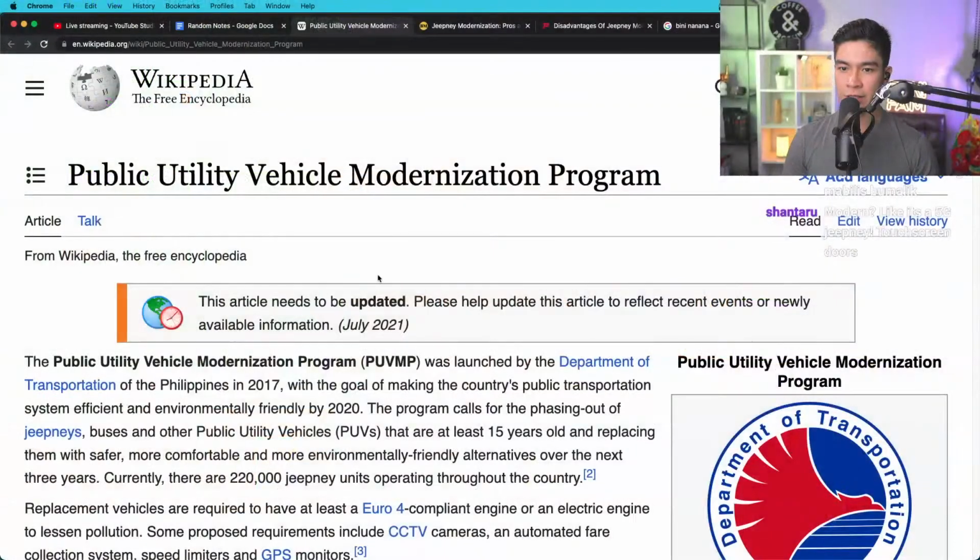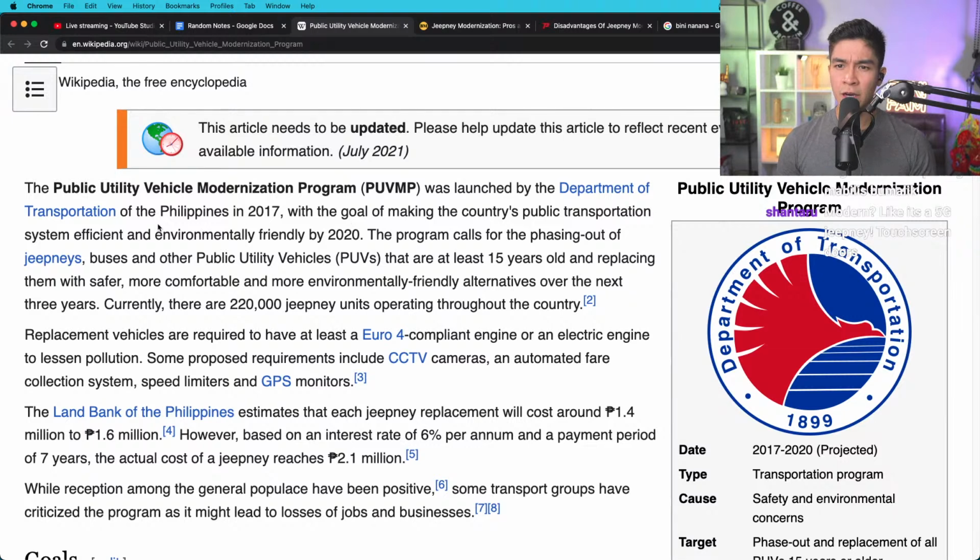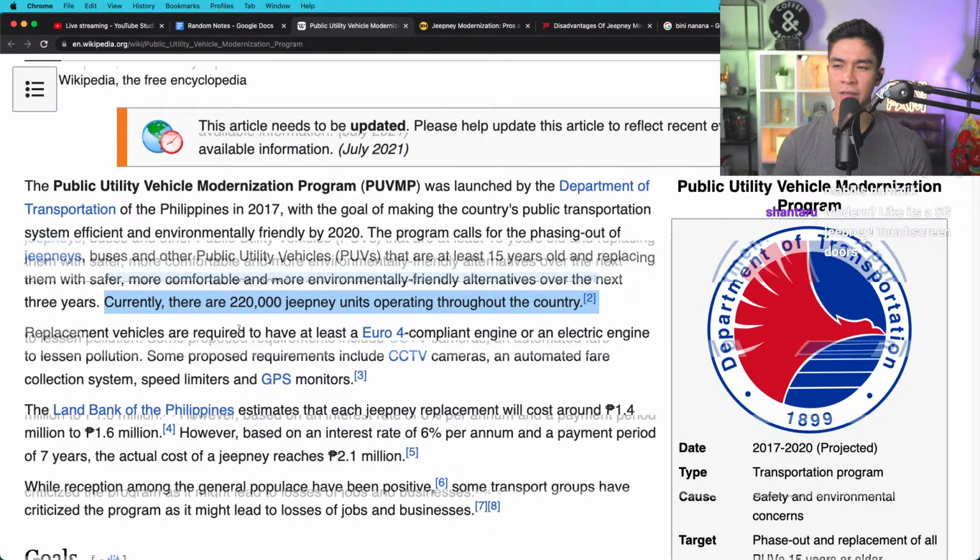So, let's start with an introduction here. The Public Utility Vehicle Modernization Program was launched by the DOTR in 2017 with the goal of making the country's public transportation system efficient and environmental friendly by 2020. So, well, it's 2023 already because in 2020, things got very delayed due to the pandemic. The program calls for the phasing out of jeepneys, buses, and other PUVs that are at least 15 years old and replacing them with safer, more comfortable, and more environmentally friendly alternatives over the next 2 years. Currently, there are 220k jeepney units operating throughout the country.